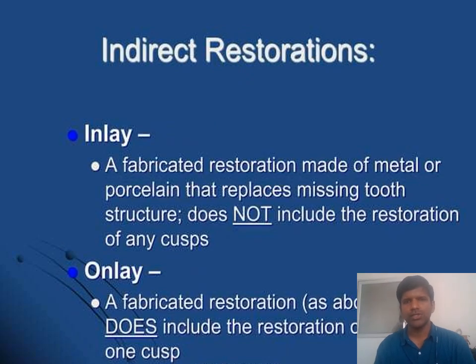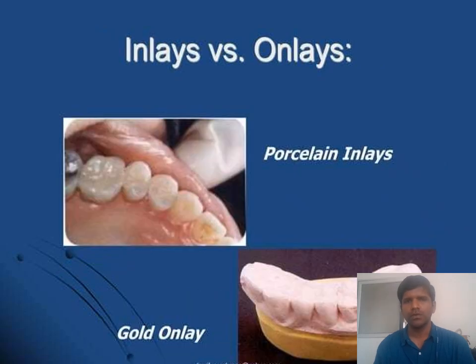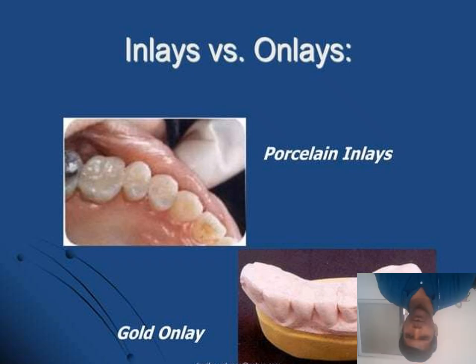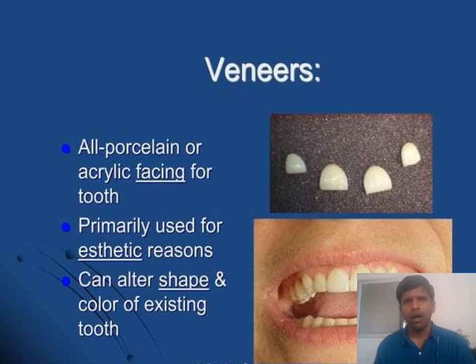Coming to indirect restorations, an inlay is a fabricated restoration made of metal or porcelain that replaces missing tooth structure and does not include the restoration of any cusp. And an onlay is a fabricated restoration which does include the restoration of the cusp. So in inlays we use porcelain inlays, and in case of onlay we use gold onlay. Coming to the veneers, all porcelain or acrylic facing for tooth, primarily used for aesthetic reasons, and it can alter the shape and color of the existing teeth.